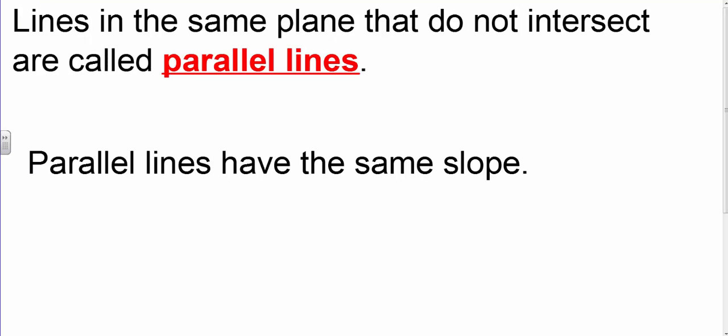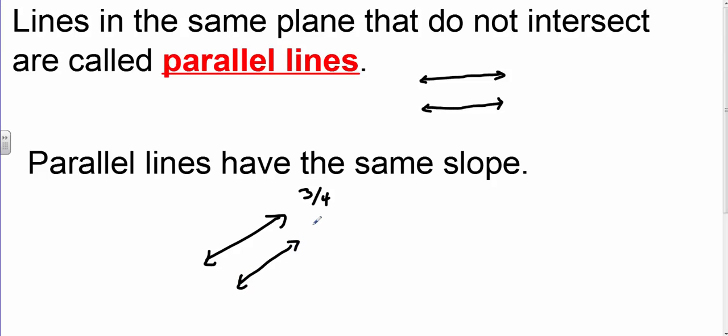Now for a study of parallel and perpendicular lines. Lines in the same plane that do not intersect are called parallel lines, and parallel lines have the same slope. So that means that this line and this line, if they were drawn perfectly, would be parallel lines because they are the same distance apart at every point on the line, and they have the same slope. So if this one has a slope of 3/4 and this line is parallel to it, then it has a slope of 3/4 also.